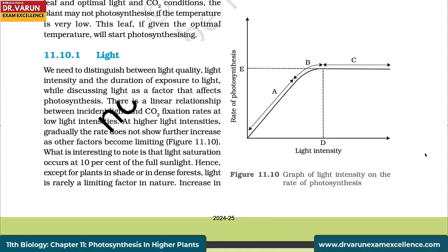Light. We need to distinguish between light quality, light intensity, and the duration of exposure to light while discussing light as a factor that affects photosynthesis.